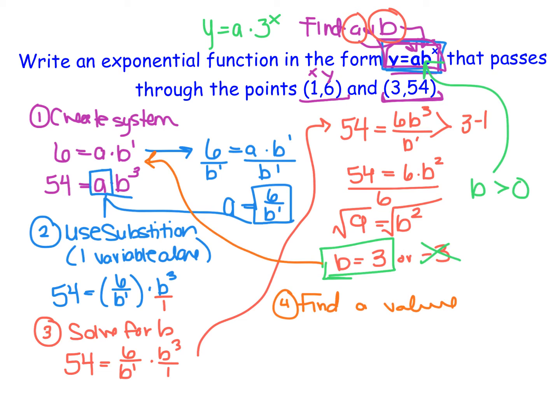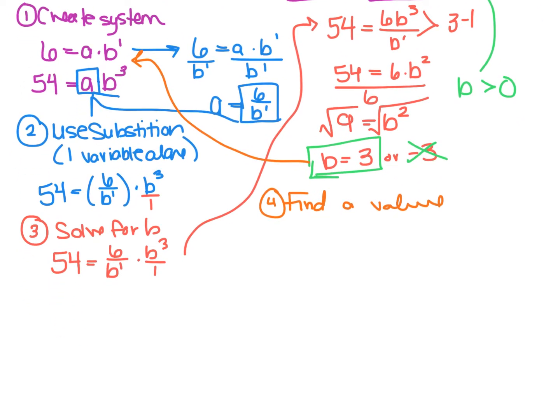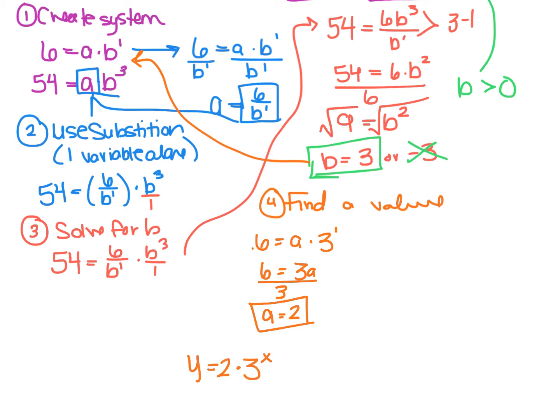It really doesn't matter which. I'll show you why we can use both, or you really can use whichever equation you would like. So I'm going to test it out in both, see what I get. So I have 6 is equal to, we have a times 3 to the power of 1. So this becomes 6 equals just 3a. Divide by 3, I find that a is equal to 2. So at this point, you could stop and you could write, okay, my equation is y equals 2 times 3 to the power of x.